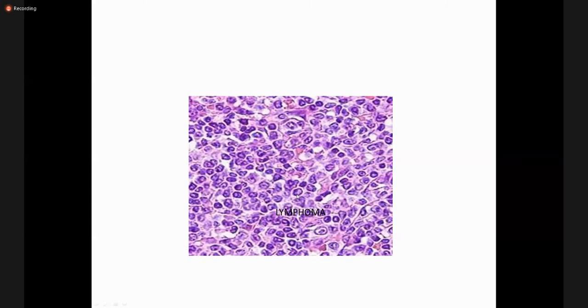moderate amount of cytoplasm. Usually there are multiple types of lymphomas which we see in the bone, like diffuse large B-cell lymphoma, which is a high-grade one. Then Burkitt's, then ALL, acute lymphoblastic lymphoma. These are the high-grade lymphomas. Then mantle cell lymphoma, follicular lymphoma, and small lymphocytic lymphoma are the low-grade lymphomas which may occur in the bone. Hodgkin's lymphoma is a very rare presentation in the bone. Usually they are in the lymph nodes.